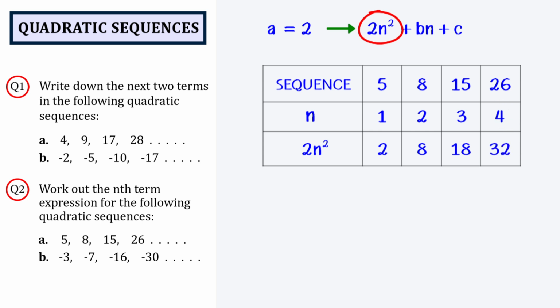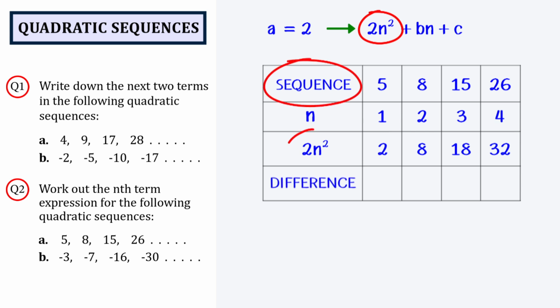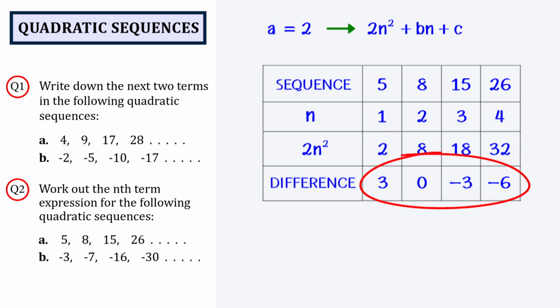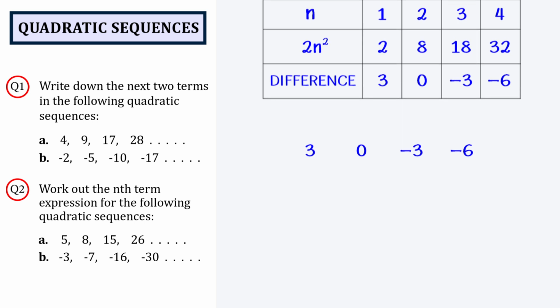And so we can now create another row to show the difference between the original quadratic sequence and the 2n squared. So 5 minus 2 is equal to 3, 8 minus 8 is equal to 0, 15 minus 18 is equal to minus 3, and 26 minus 32 is equal to minus 6. Now these differences have created a new sequence represented by bn plus c in the quadratic nth term expression. And this new sequence is linear, and so we can now work out the nth term expression for this new linear sequence.